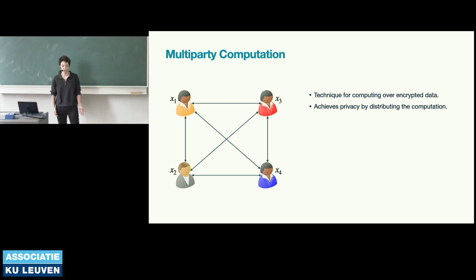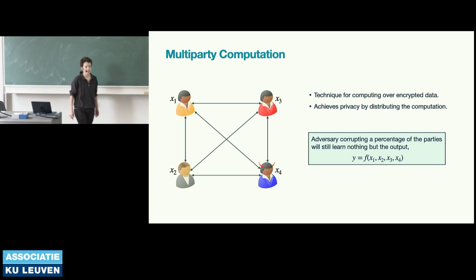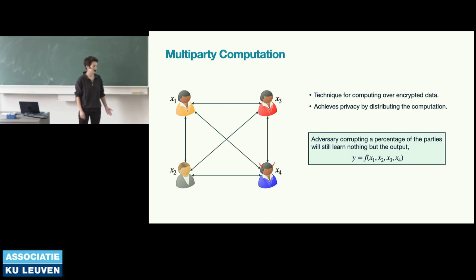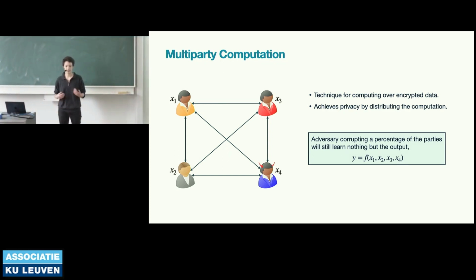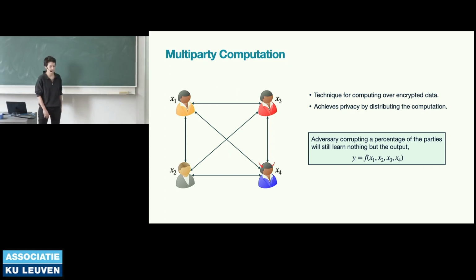Okay, so the goal of MPC is to allow a group of parties to compute a joint function over their inputs without having to reveal these inputs to each other. And even if there is some adversary that controls a percentage of the parties, this adversary should not learn anything other than the final output.